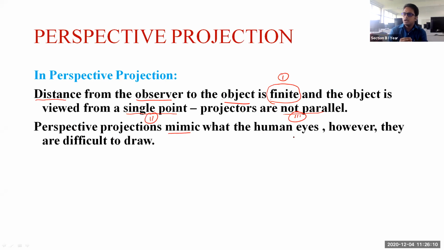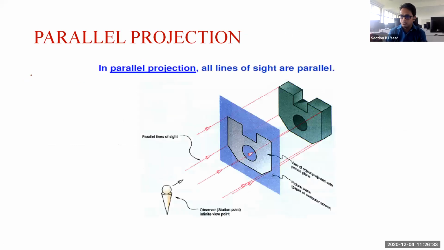Okay. These views are difficult to draw because their size will vary based on the distance between the observer and the object. So it is difficult to draw this perspective projection. So in engineering drawing, we don't follow this perspective view. What do we follow? We follow orthographic projection, or parallel projection. Now, what is the difference between this parallel projection, this figure, and the previous one?